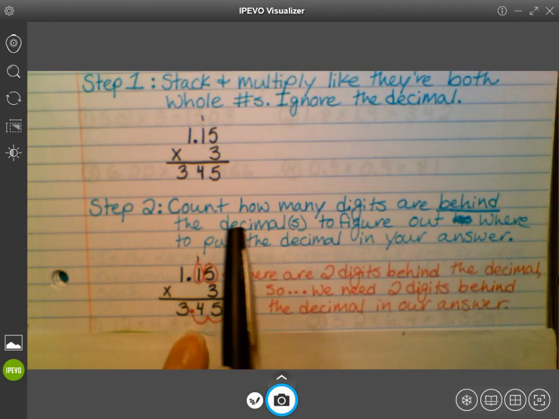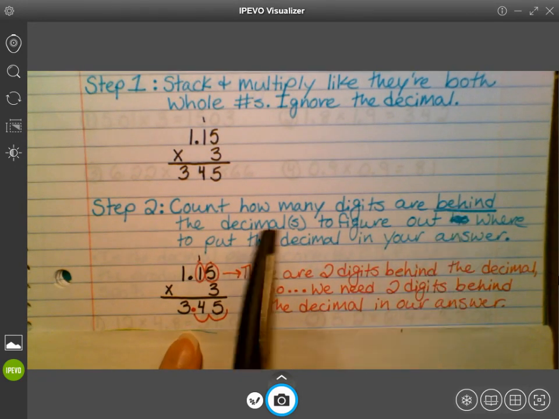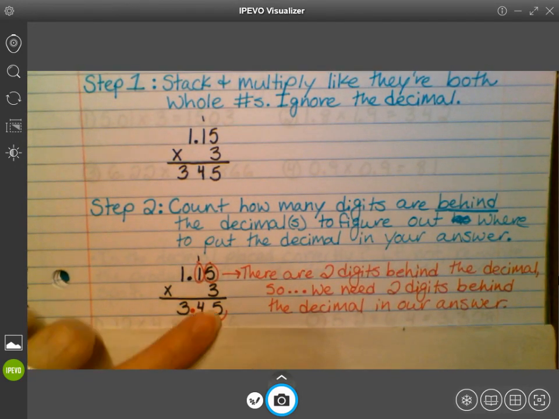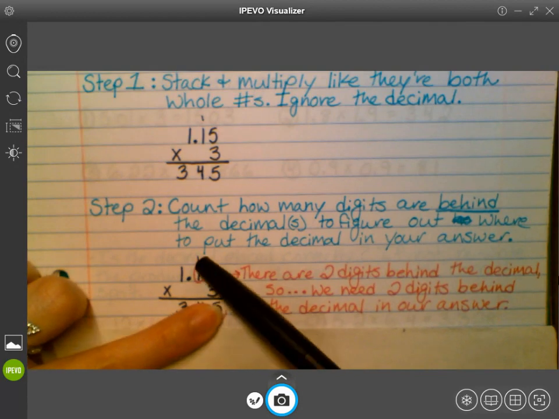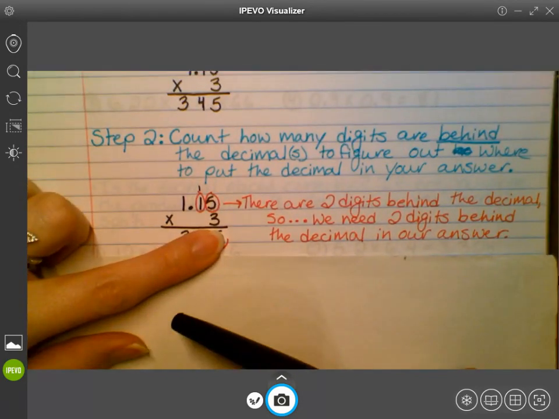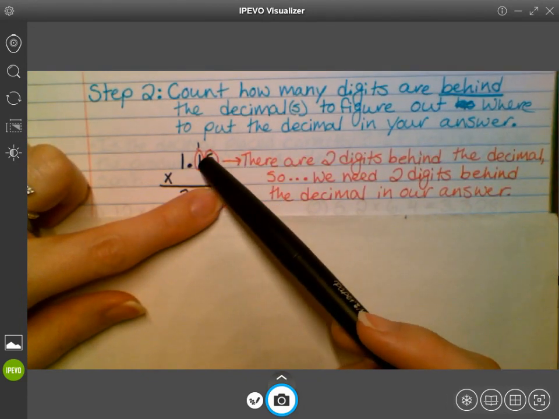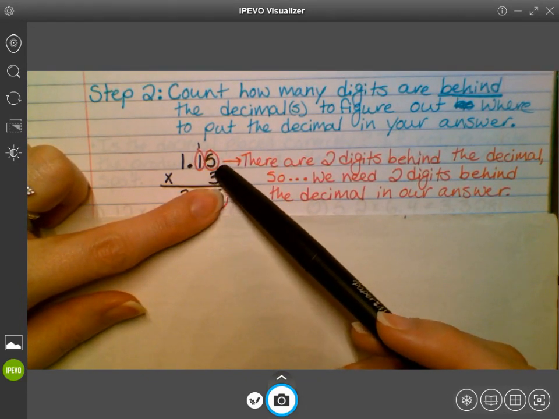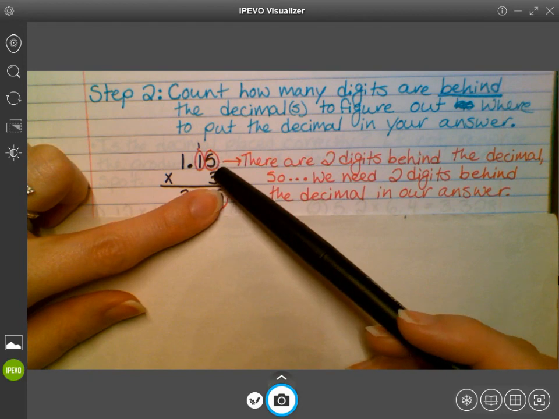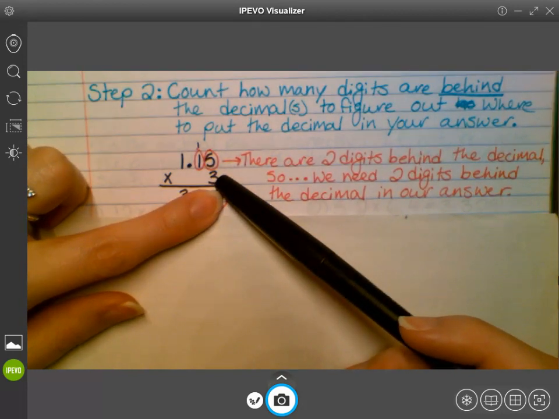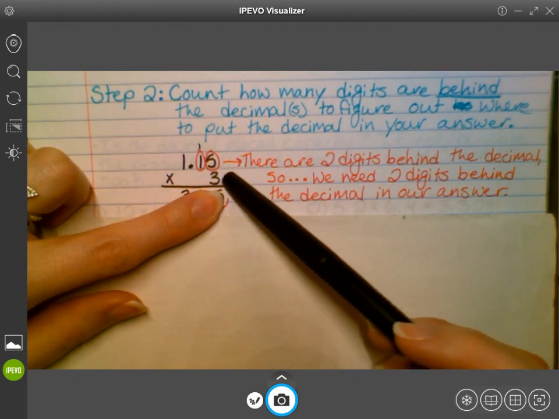So if I'm looking at it, I need to count how many digits are behind the decimals. If I look at the top 2 numbers, 1 and 1500ths and 3, I have 2 digits behind decimals total up here. Is 3 a decimal number, 5th grade? No, so there are no digits behind the decimal.